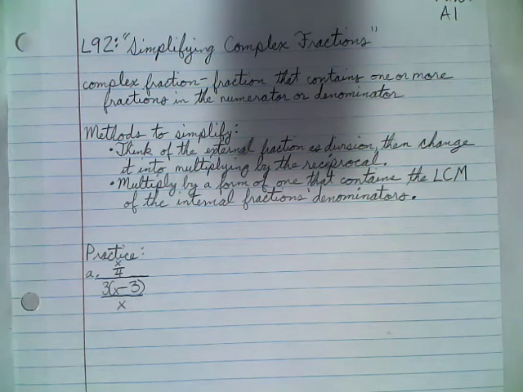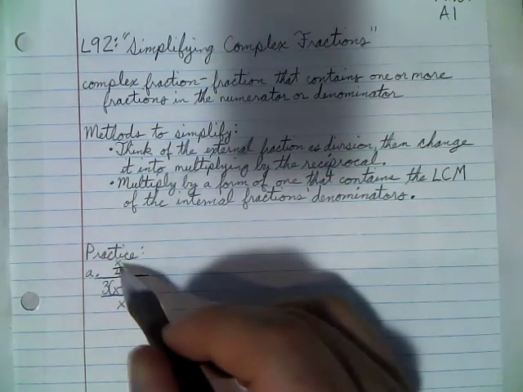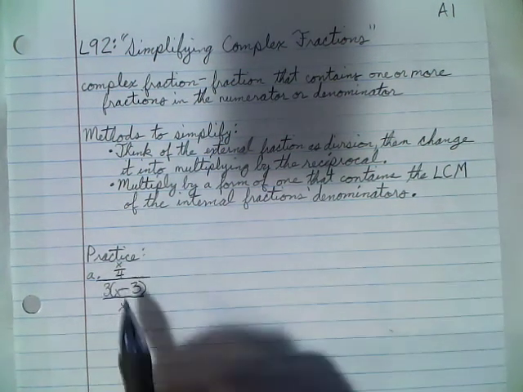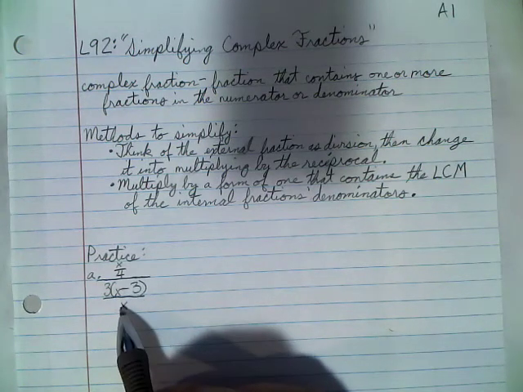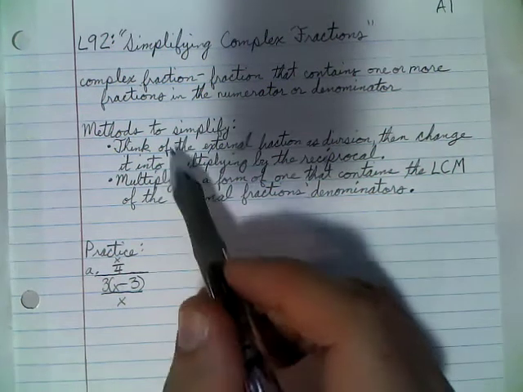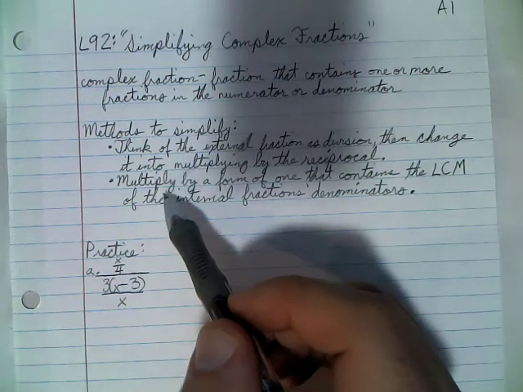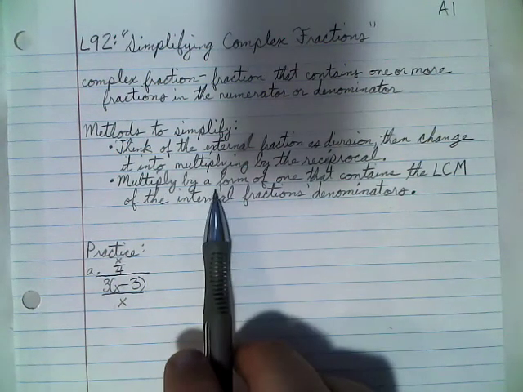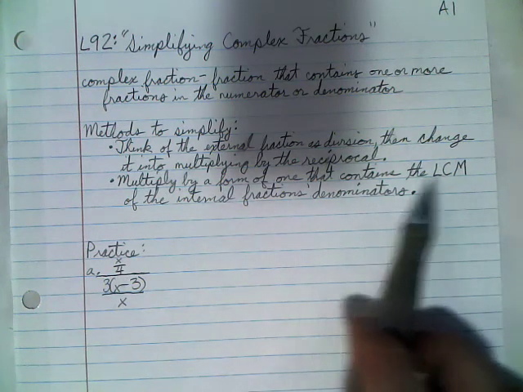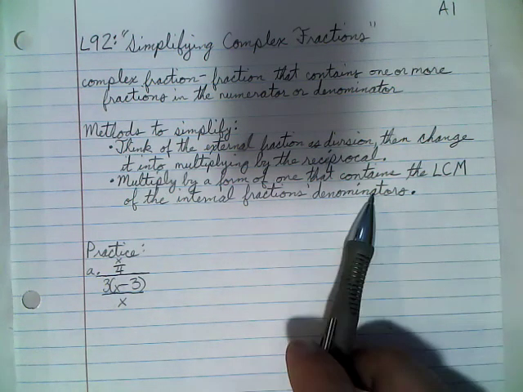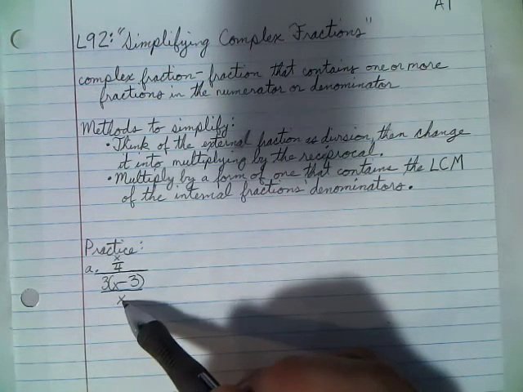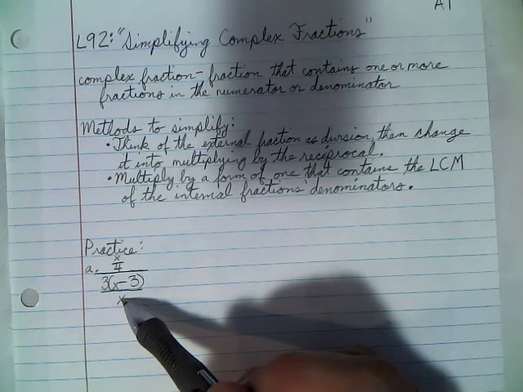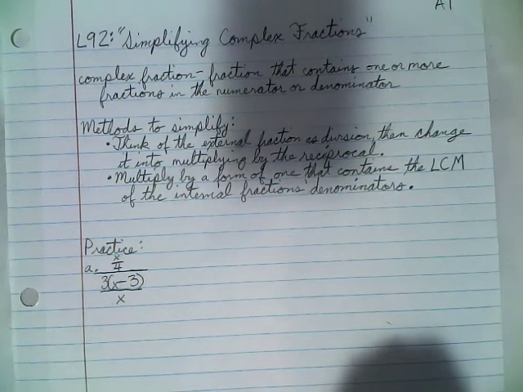So for this one, if I look at my two internal fractions, I've got x over 4, and then I have 3 times the quantity x minus 3 over x. For this one, when I think about these two methods, I actually like the idea of multiplying by a form of 1 that contains the LCM of the internal fractions' denominators, because this internal fraction has a denominator of 4. This has a denominator of x. Well, the LCM there is just going to be 4x.